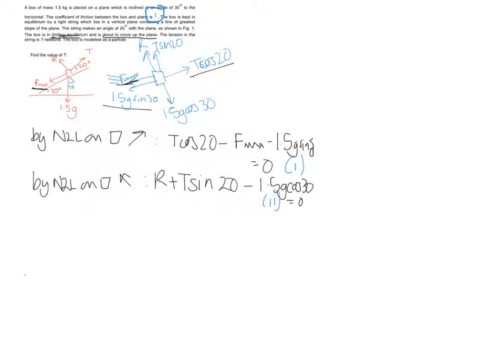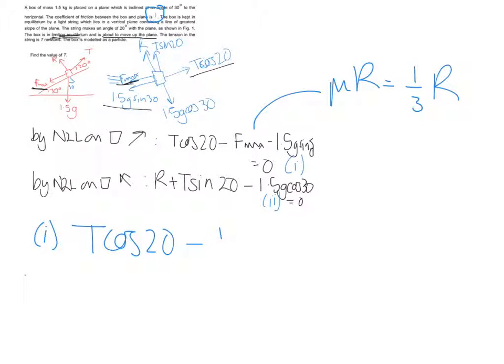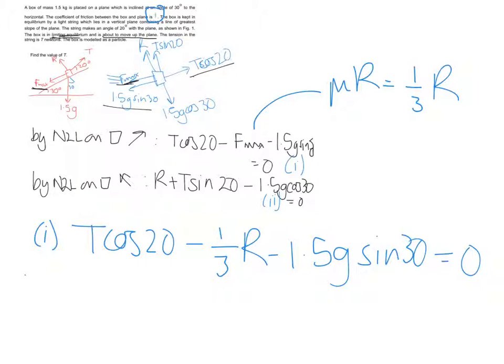We're told that the coefficient of friction is a third, so we're going to rewrite equation 1 using that fact, because we know that because it's F max, it's equal to mu R, which is going to be a third R in this case. So we can rewrite equation 1 as T cos 20 take away a third R minus 1.5g sin 30 equals 0. Now we can also rewrite equation 2 to make R the subject, and then once R is the subject we can substitute in for R here, and then our only unknown will be T, and that's how we find that, because that's what we're looking for. We're trying to find the value of T.